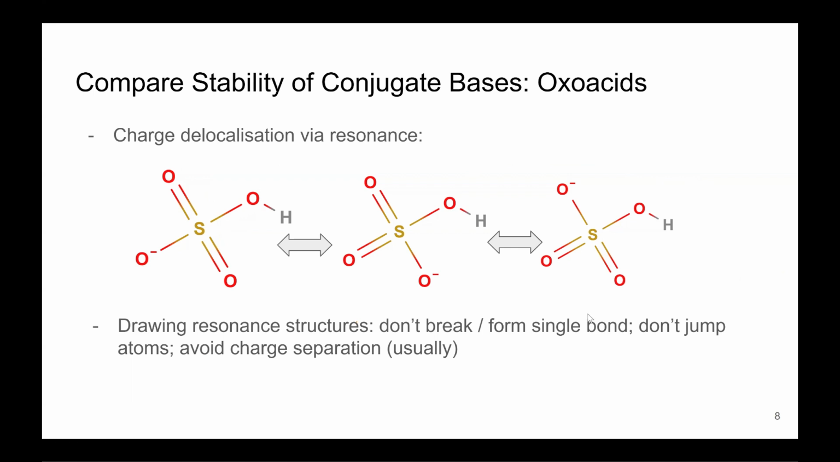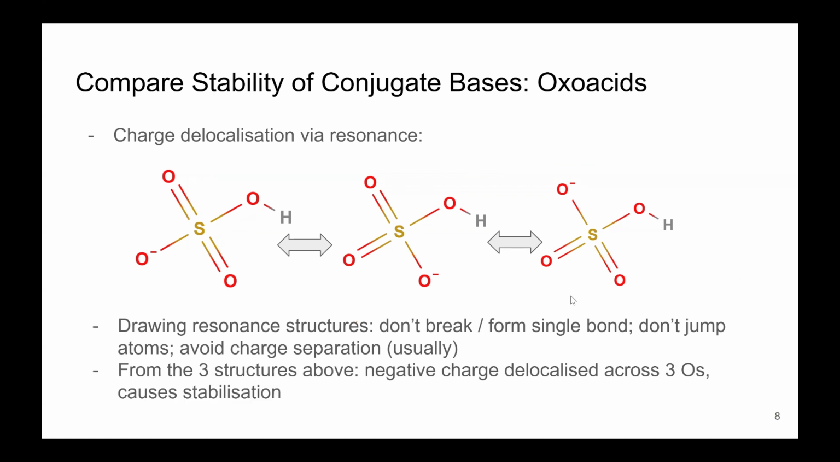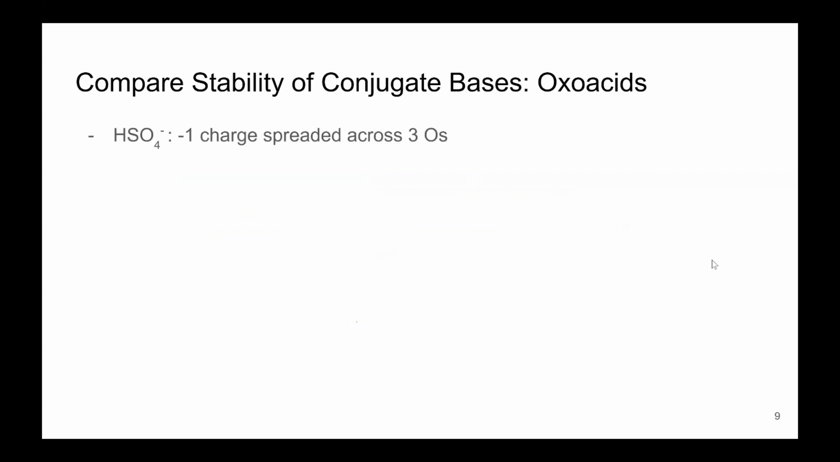I haven't talked about how to draw resonance structures. Let me just address the question real quick. How do we know where exactly the negative charge is? Well, the negative charge is said to be delocalized across all three oxygen atoms, and that causes stabilization because each oxygen atom needs to bear a smaller negative charge. That is called charge delocalization. Instead of being localized at one of the oxygens, the charge is spread across all three, and that makes the anion more stable.